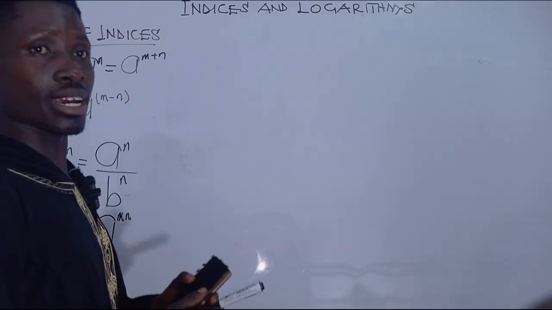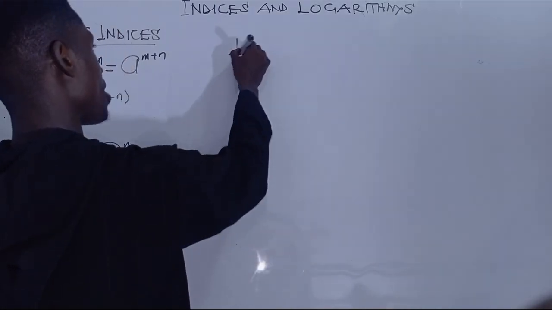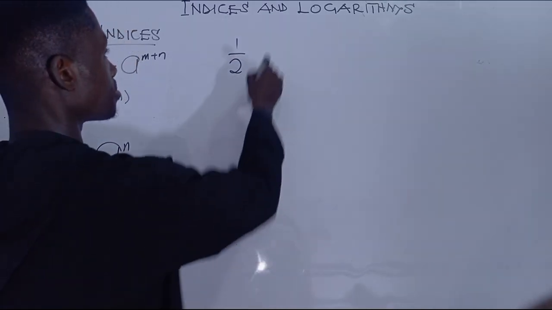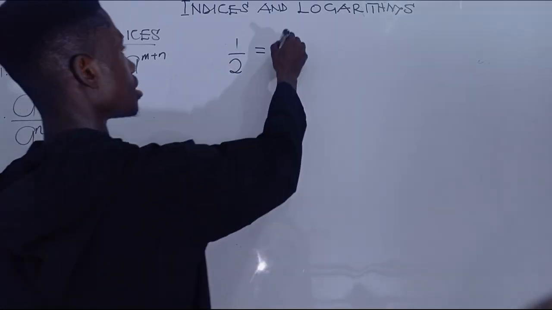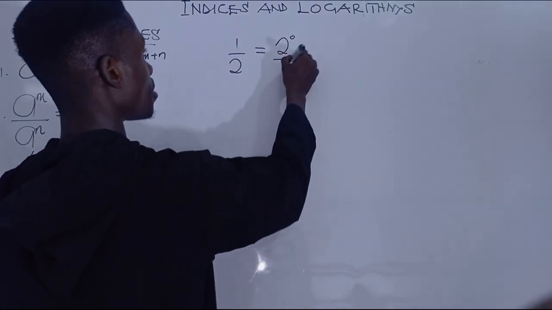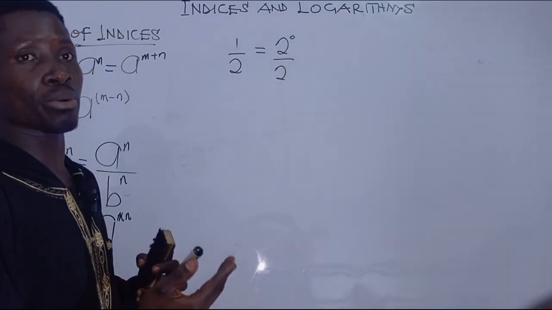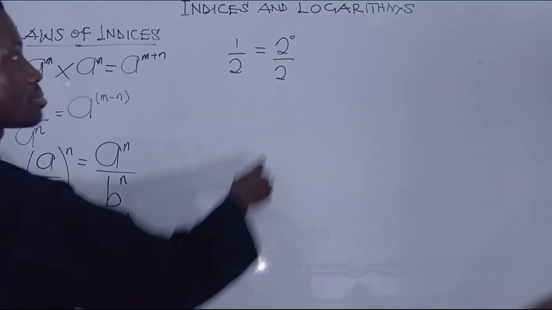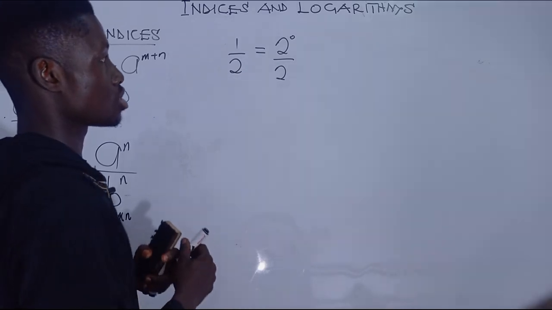Let's look at another property of indices. Now let's take it that you have the number 1 over 2. Now we can write this 1 over 2 as 2 raised to the power 0 all over 2. Now you know that any non-zero number raised to the power 0 gives us 1 from this property. So it means this will give us 1 and we are back to 1 over 2.